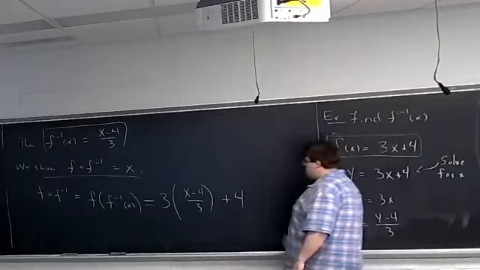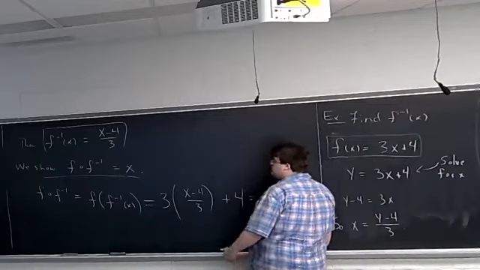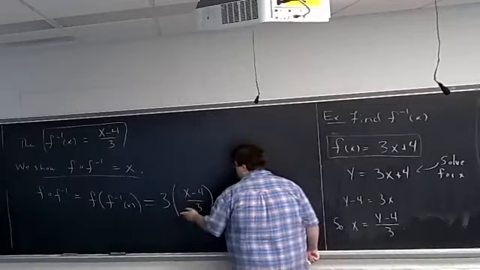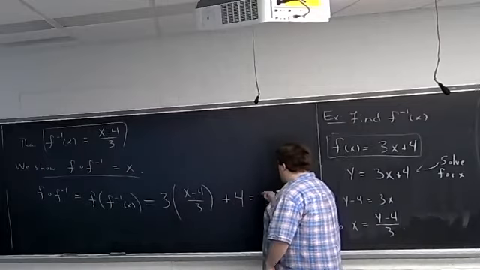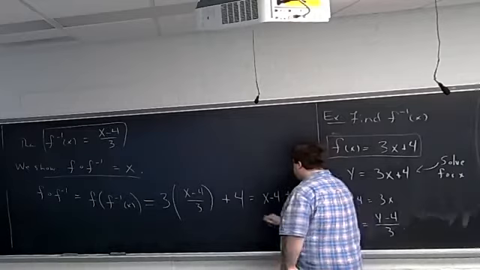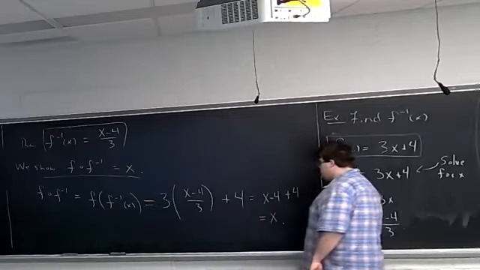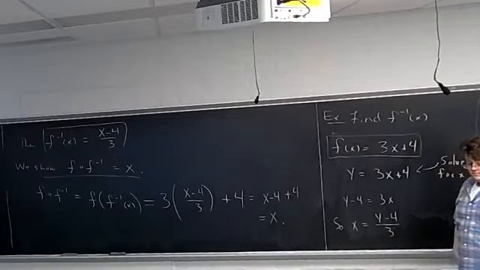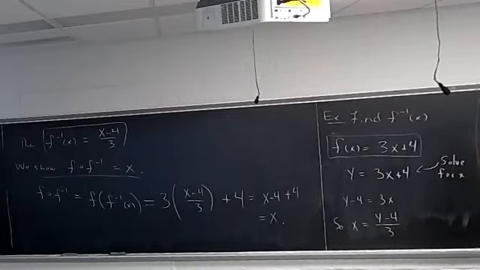So now we simplify this, and it should simplify to x. It will simplify to x. 3 divided by 3 is 1. So you have x minus 4, and then this positive 4, and that does equal x, as we expect, as it should be. So any questions about that one?